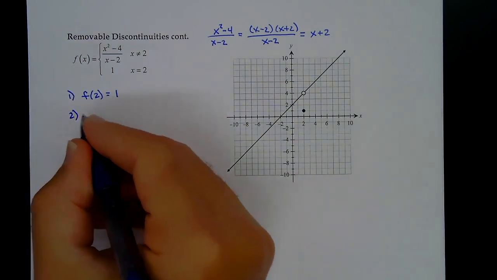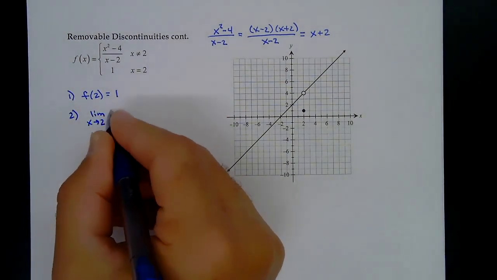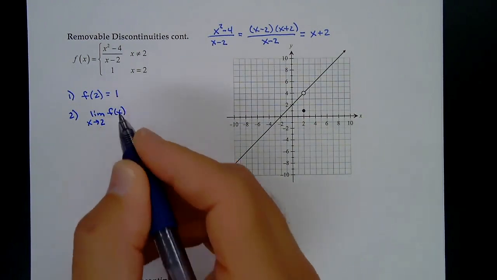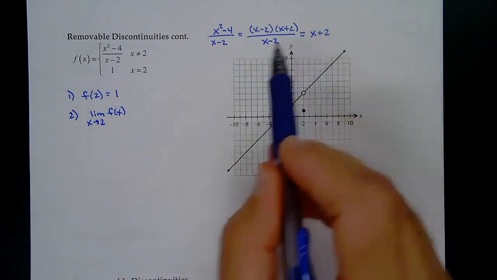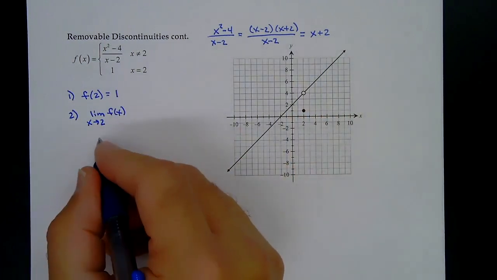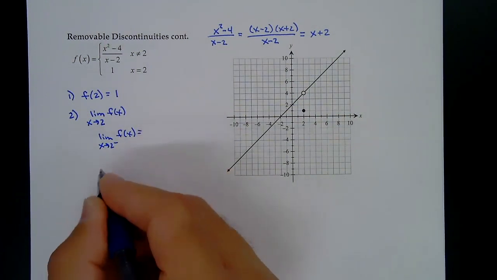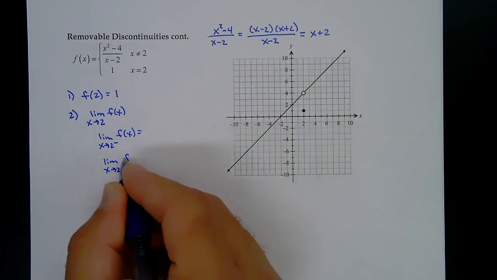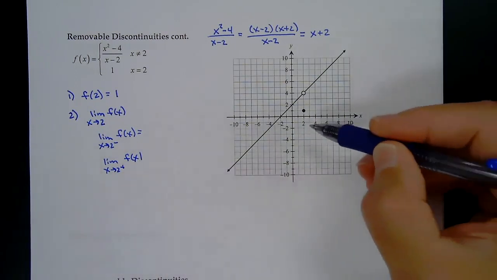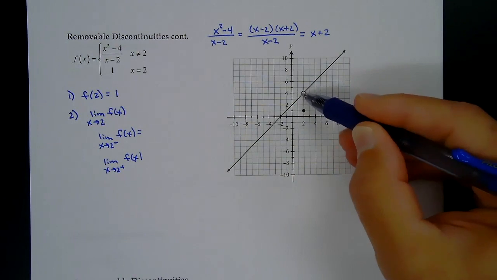The second thing we need to go through is to find the limit as x approaches 2 of f of x. We can't use this, okay, but we can use this to determine the one-sided limits. So we need to find the limit as x approaches 2 from the left of f of x and the limit as x approaches 2 from the right of f of x. Now, graphically, as we approach 2 from the left, that'd be coming this way, right? We'd be approaching this open dot, which is 4.